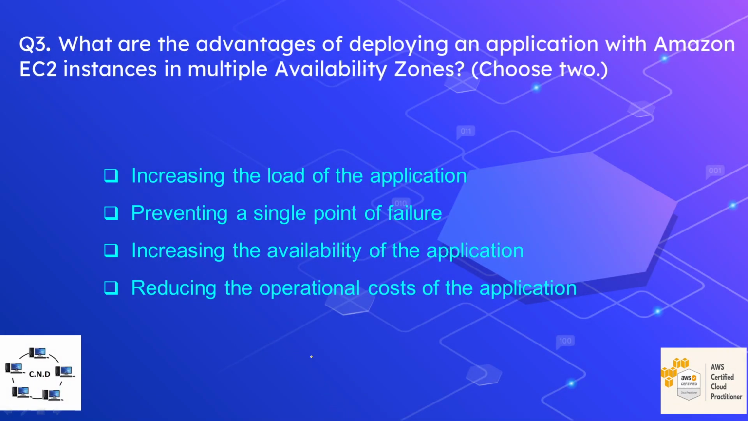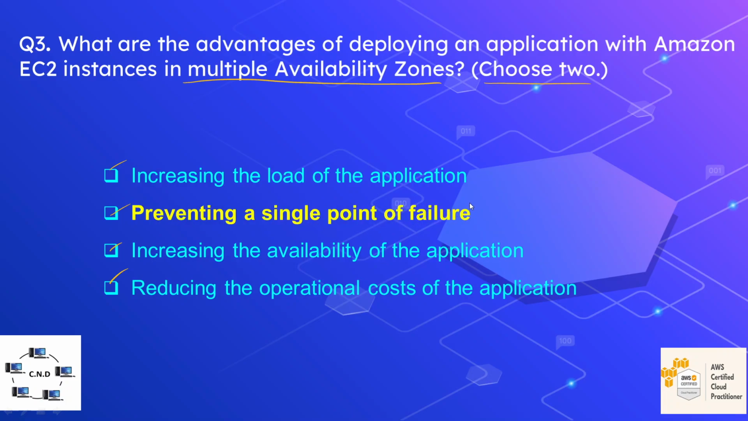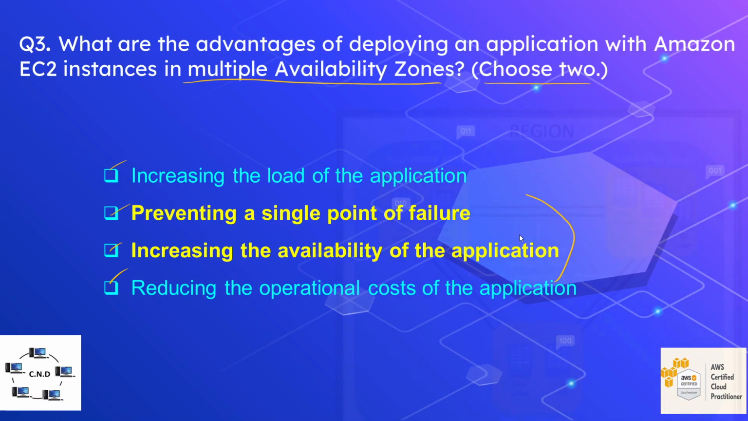Question number three is, what are the advantages of deploying an application with Amazon EC2 instances in multiple availability zones? We have to choose two options. The options are option A, increasing the load of the application, option B, preventing a single point of failure, option C, increasing the availability of the application, and option D, reducing the operational costs of the application. The correct options are preventing a single point of failure and increasing the availability of the application. Both are basically related to each other.